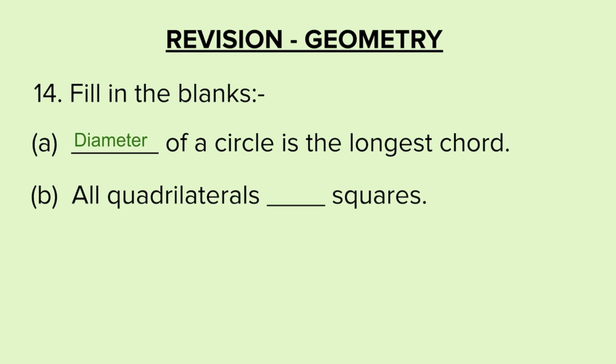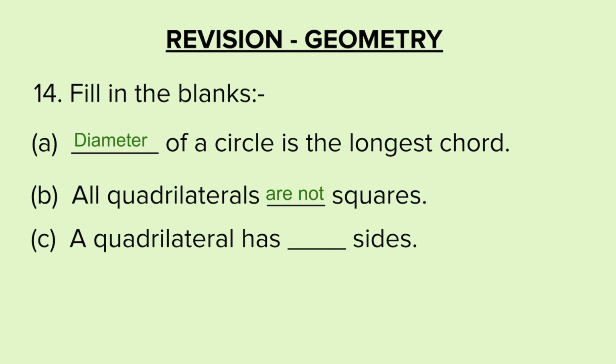B part. All quadrilaterals dash squares. Quadrilaterals means a figure with 4 sides. The length of the sides can be anything. Any 4-sided figure is not a square. So all quadrilaterals are not squares. C part, a quadrilateral has dash sides. Quadri means 4. So a quadrilateral would have 4 sides.